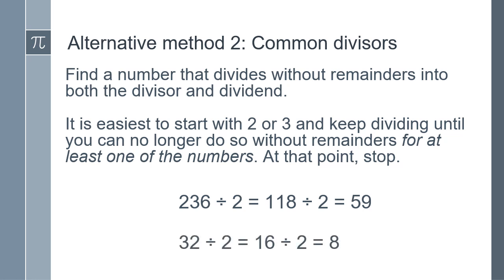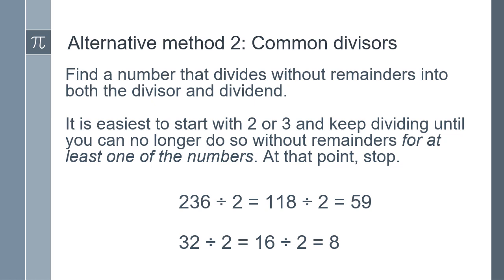We can do the same now with 32. We have to use the same number, so we do 32 divided by 2, which is 16, divided by 2, which is 8. Now we could keep dividing by 2, but with our 236 we could only divide it by 2 twice, and we had to stop. So for our divisor 32, we can only divide that twice. We can't do it any more than we did the other number, so we have to stop at 8.